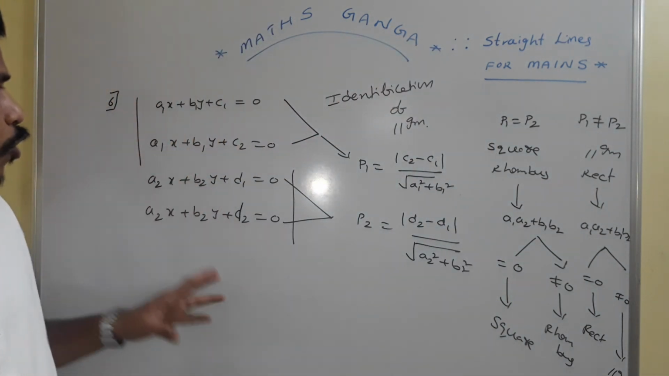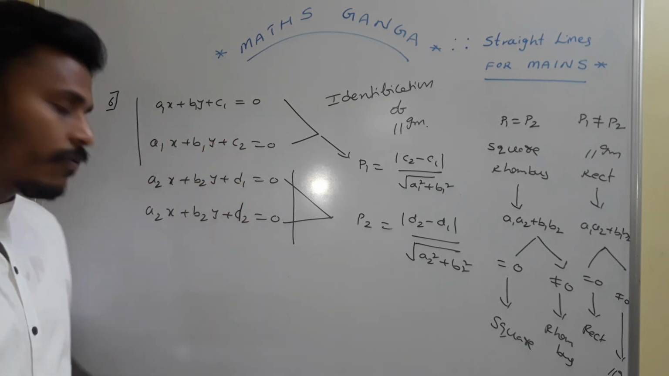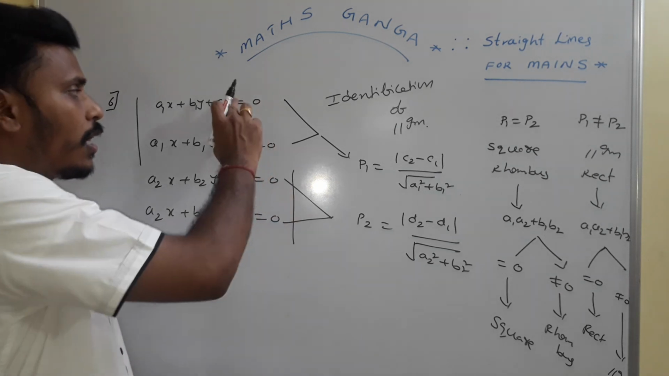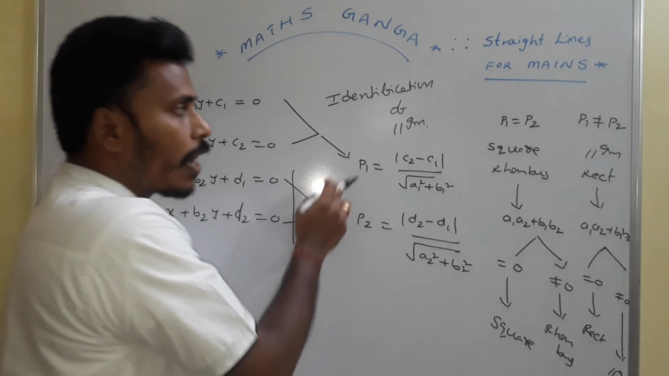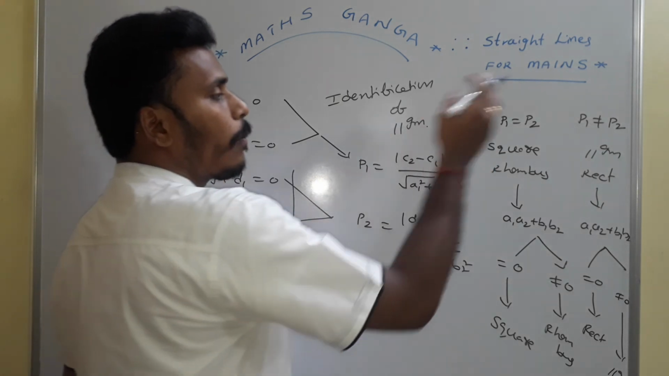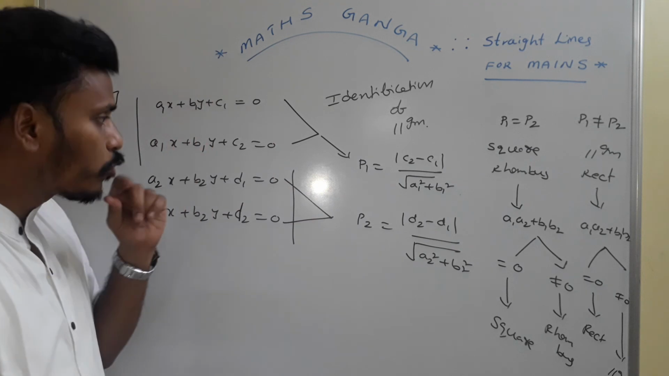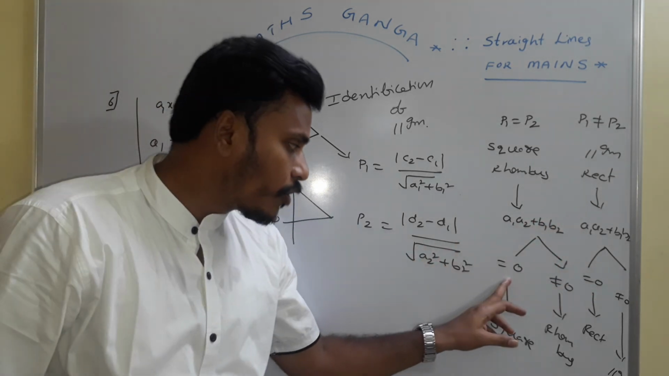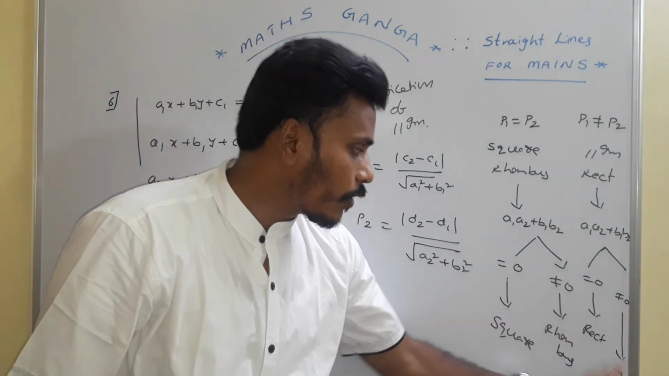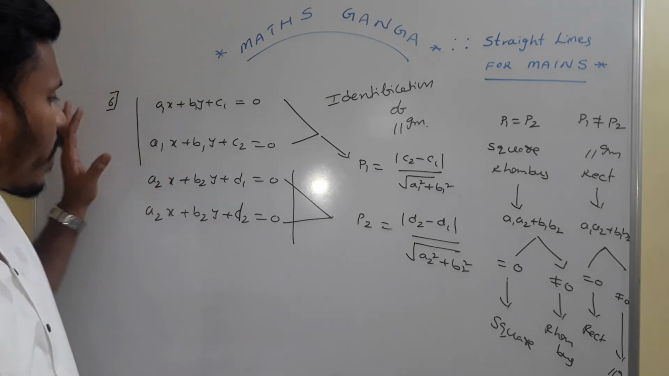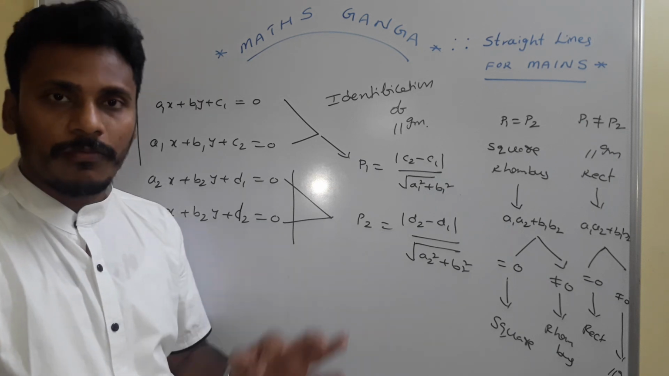So finally, we have four lines: a1x plus b1y plus c1, a1x plus b1y plus c2, and similarly a2x plus b2y plus d1, a2x plus b2y plus d2. Find the distance between these two and the distance between these two. Observe the values P1 and P2. If they are equal, it may be a square or rhombus. If they are not equal, parallelogram or rectangle. To decide which one it is, either square or rhombus, you need to observe the value a1 a2 plus b1 b2. If it is 0, square; not equal to 0, rhombus. If it is 0, rectangle; not equal to 0, parallelogram. And finally, this is the sixth conceptual idea, identification of the parallelogram. Have a look and I will come with the seventh idea.